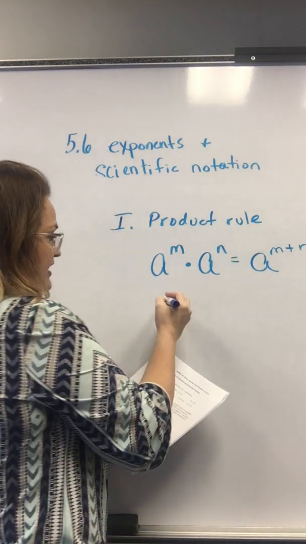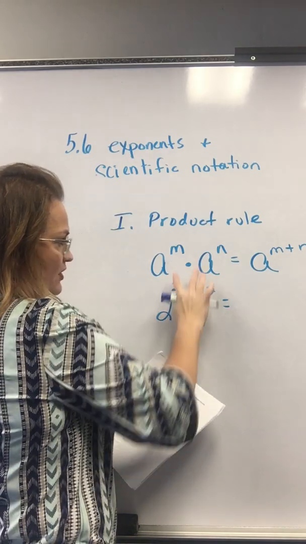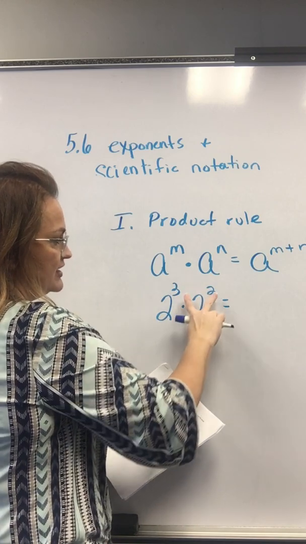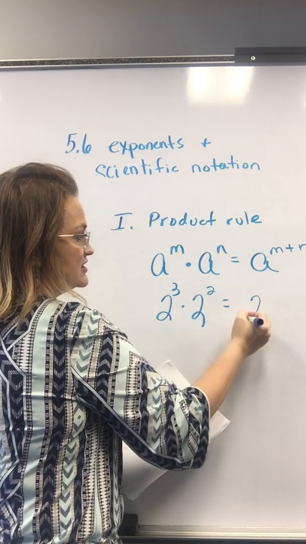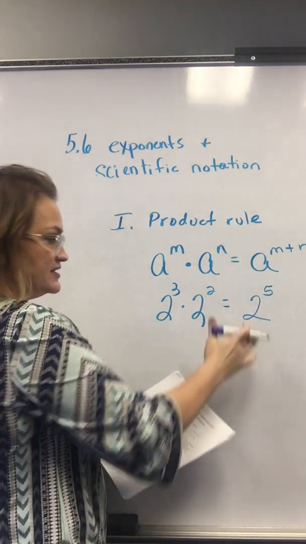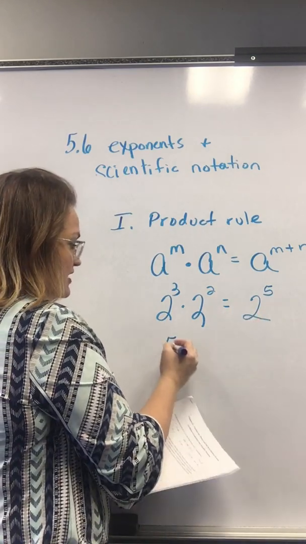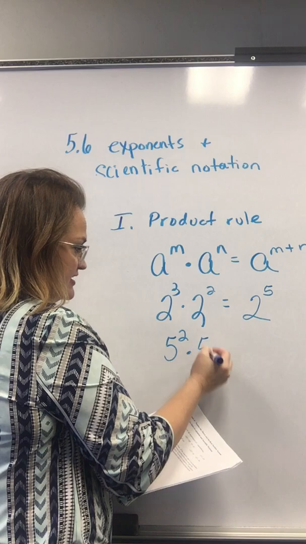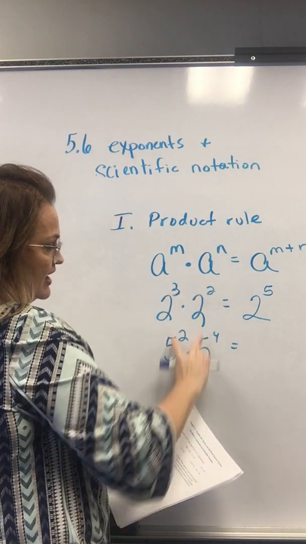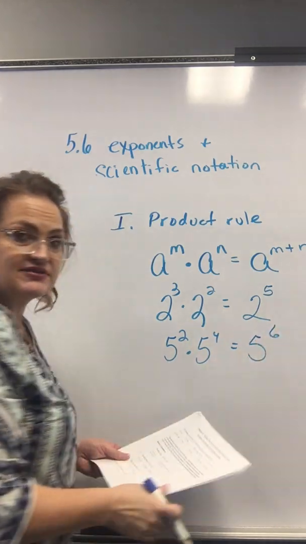Some examples of that, 2 to the 3rd times 2 to the 2nd. So this follows that pattern. You've got the same base, like bases, and you're multiplying. That means you can add the exponents. So we bring over the base, add the exponents, 2 to the 5th. This can be worked out or left as such right now. That's just fine. The next example, 5 to the 2nd times 5 to the 4th. Again, you have like bases. So same pattern here, like bases and multiplying. You can add your exponents, 5 to the 6th.